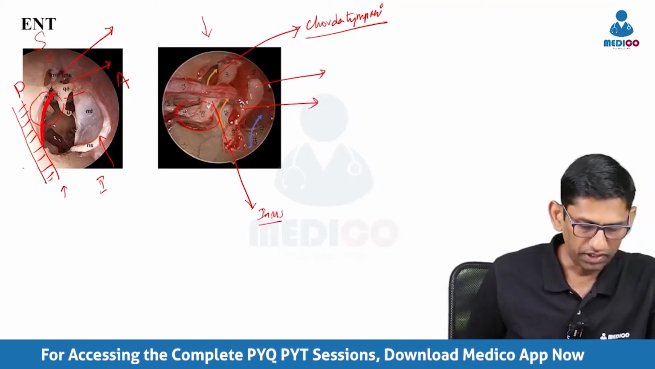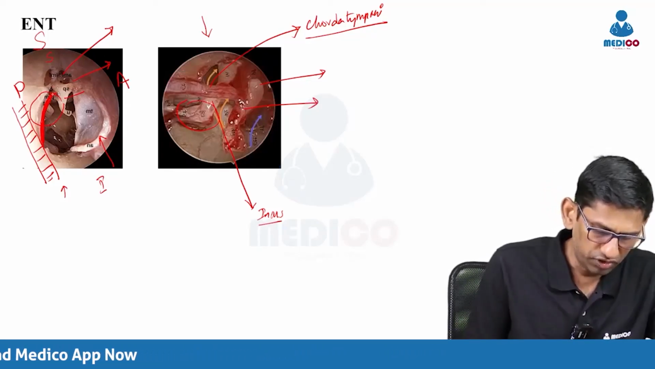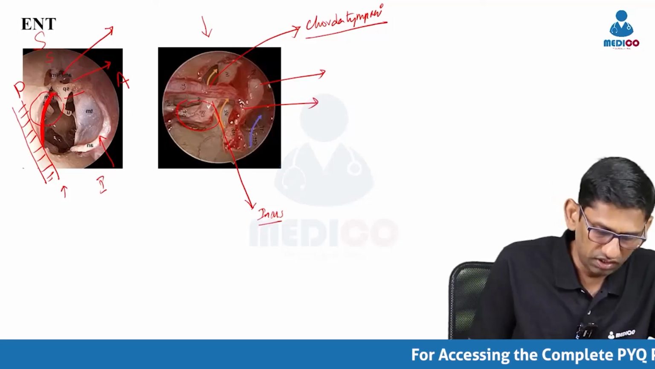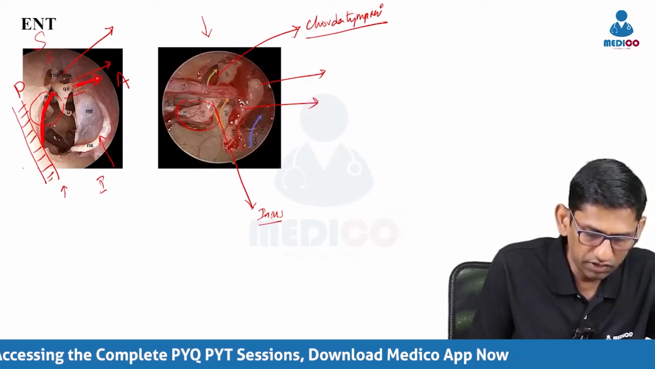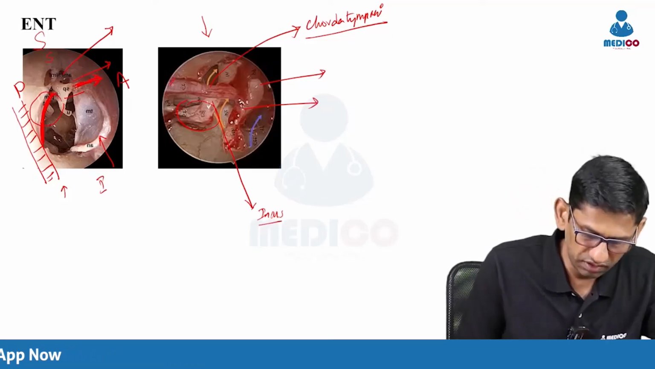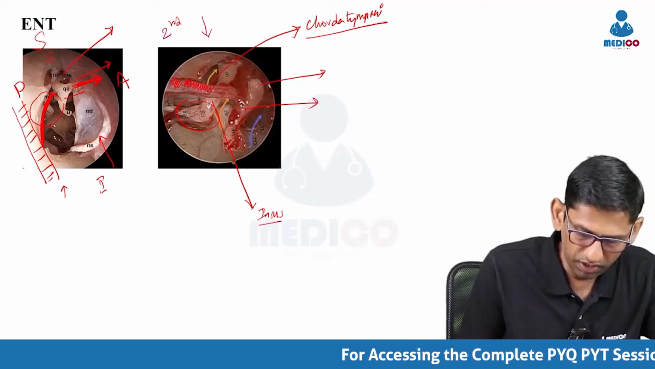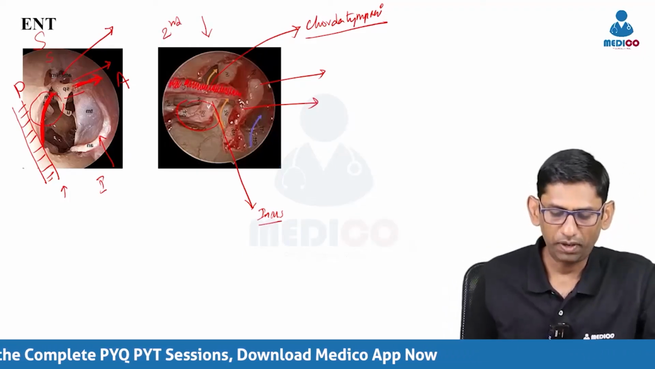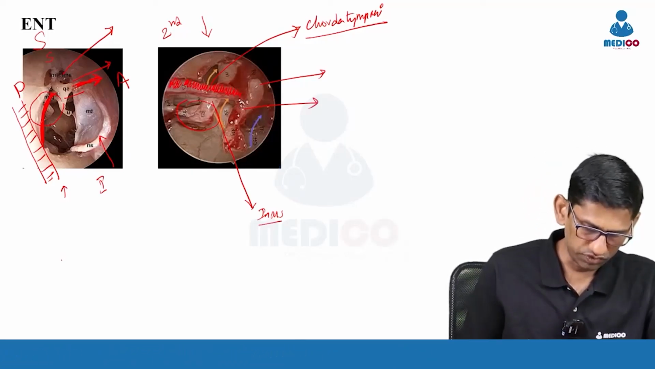And this chorda tympani passes across the middle ear from the posterior wall. It passes in between the incus and malleus, the long process of the incus and the handle of the malleus, and exits out of the middle ear through the anterior wall. So this is the course of the chorda tympani. That's what we are seeing here in the second picture, the chorda tympani in between the handle of the malleus and the long process of the incus. So this is the closer view of these pictures.